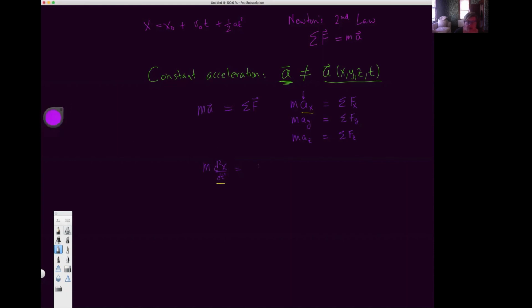Okay, and that's going to be, of course, the sum of the forces in the x direction. And then we do the same thing with y, the second time derivative with respect to y, and that, of course, will be the sum of the forces in the y direction. And we'll do the z acceleration, the second time derivative of the position in z, and that's going to be the sum of the forces in the z direction.